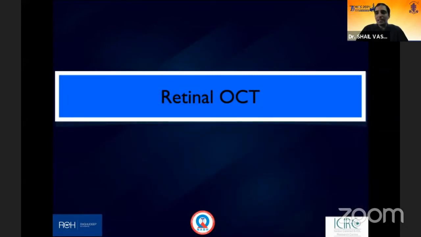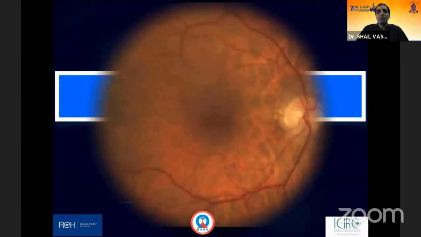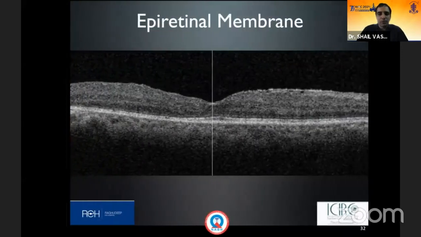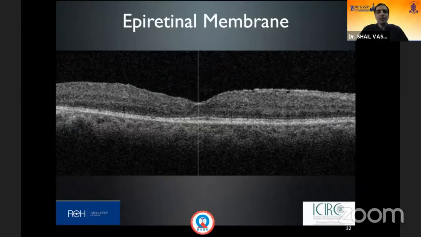I think, as has been highlighted very beautifully by Dr. Ramamurthy, OCT evaluation is now becoming more and more mandatory. So this is a fundus photo image of a grade 2 cataract, which we're planning for cataract surgery. Absolutely nothing in the fundus, healthy disc, normal looking fovea. And when we did the OCT, we found that there was an epiretinal membrane.